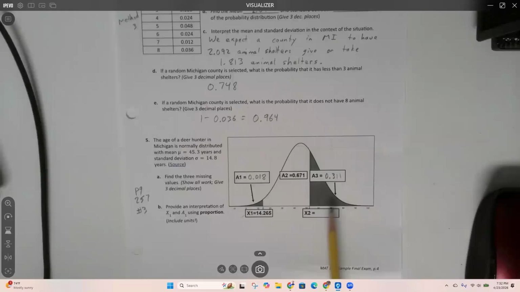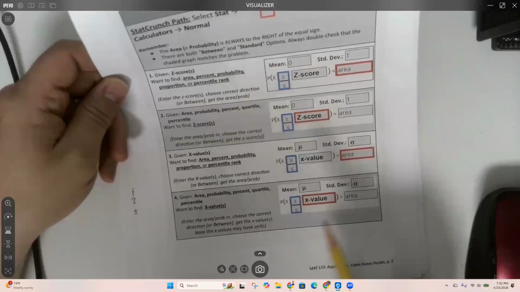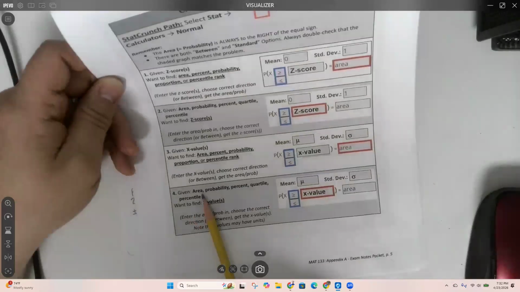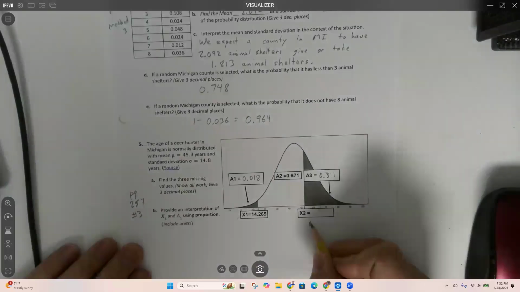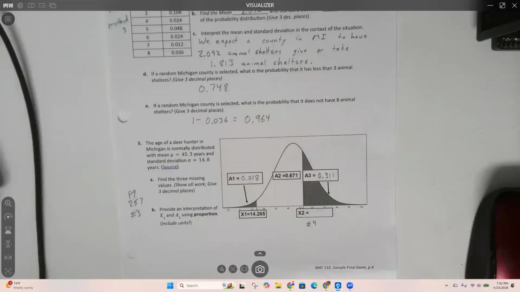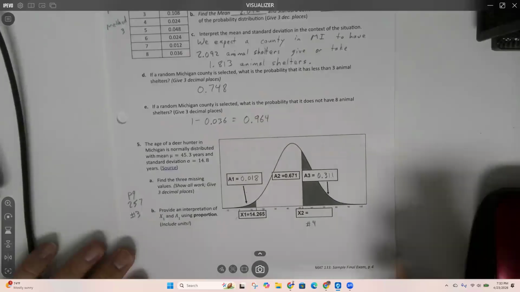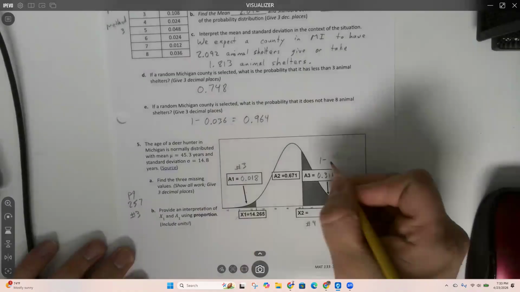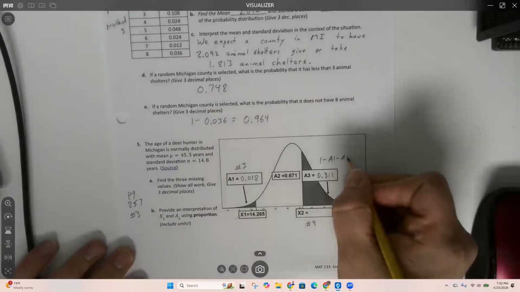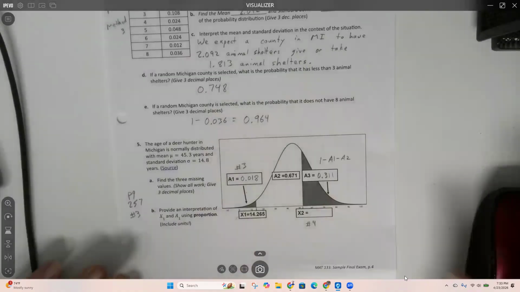I can find this X by doing page 257. Now I have an area. I need to find an X. So for this, I'm using number 4 steps. So this was number 3 on page 257. This one was just 1 minus A1 minus A2. Use right in calculator. All right.